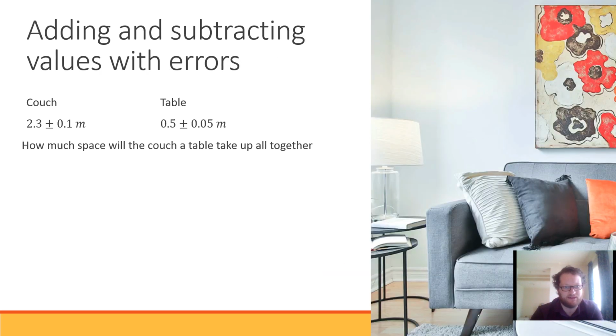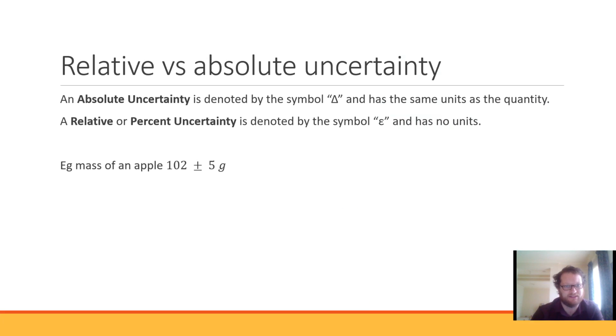We're going to skip over this stuff to talk about the different types of errors, and this is going to be important for later on, so I'm going to go back over this. An absolute uncertainty is usually this delta, and that's these values plus or minus 5. So that's where this absolute uncertainty is.